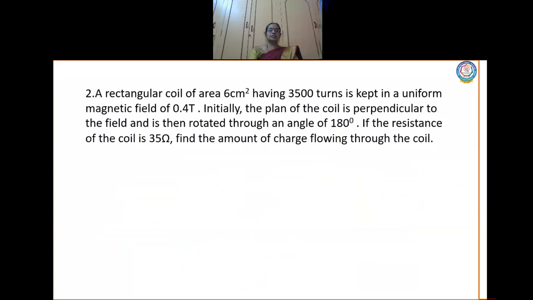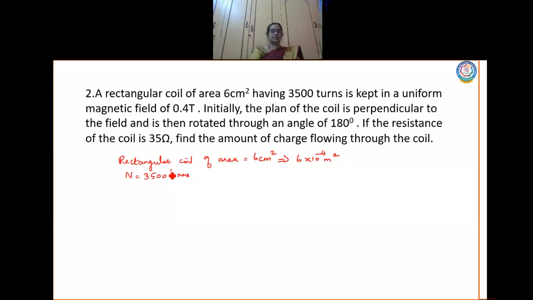A rectangular coil of area 6 centimeter square. What is the value? 6 centimeter square, so immediately convert it into meter: 6 into 10 power minus 4 meter square. Then the number of turns is given. N is equal to 3500 turns.